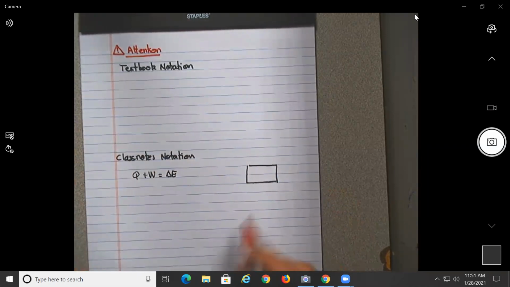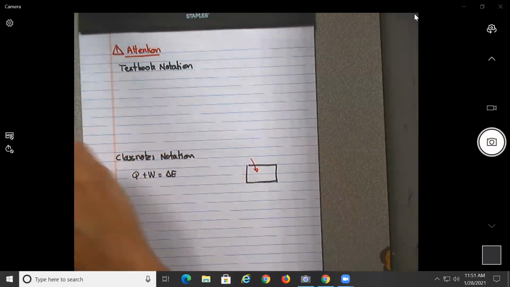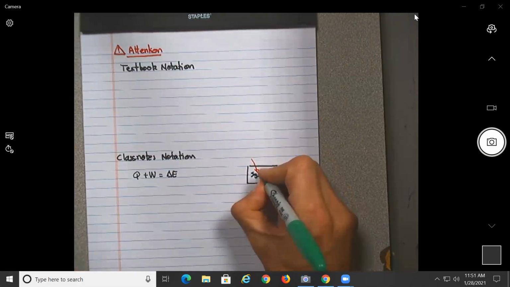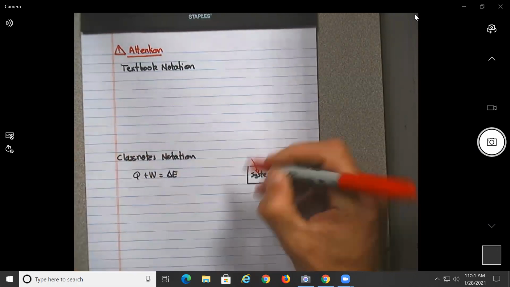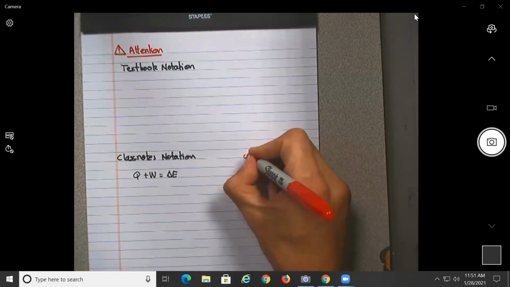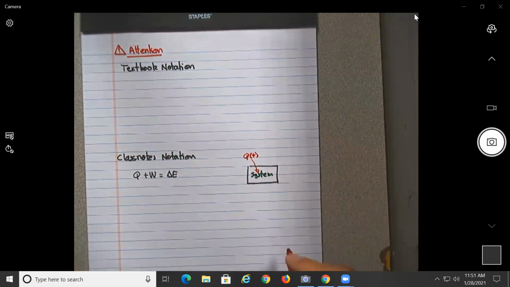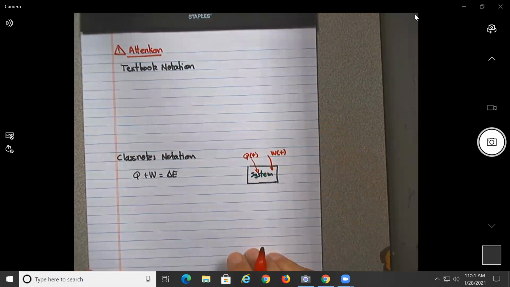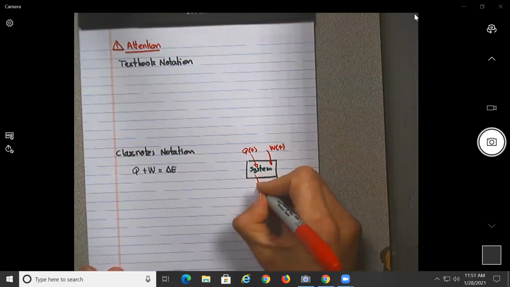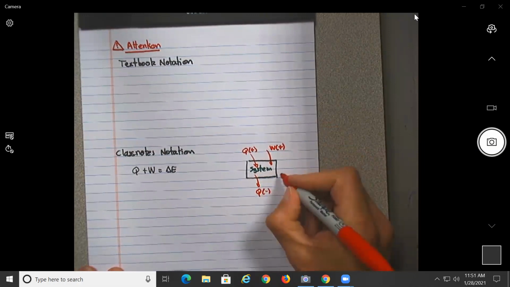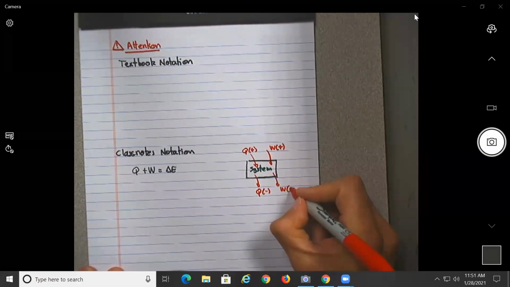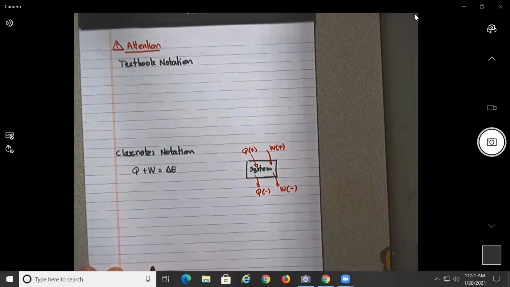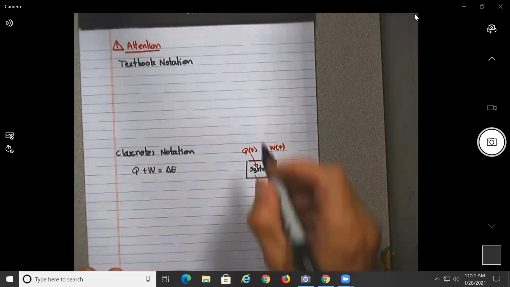But basically, this is your system. If you put heat into the system, so whatever you put in is positive, okay? So let's say you put heat in, this is positive. If you put work inside your system, work is positive. If the system gives heat, the value should be negative, and if the system gives work, it should be negative. Okay? The textbook uses the following notation.